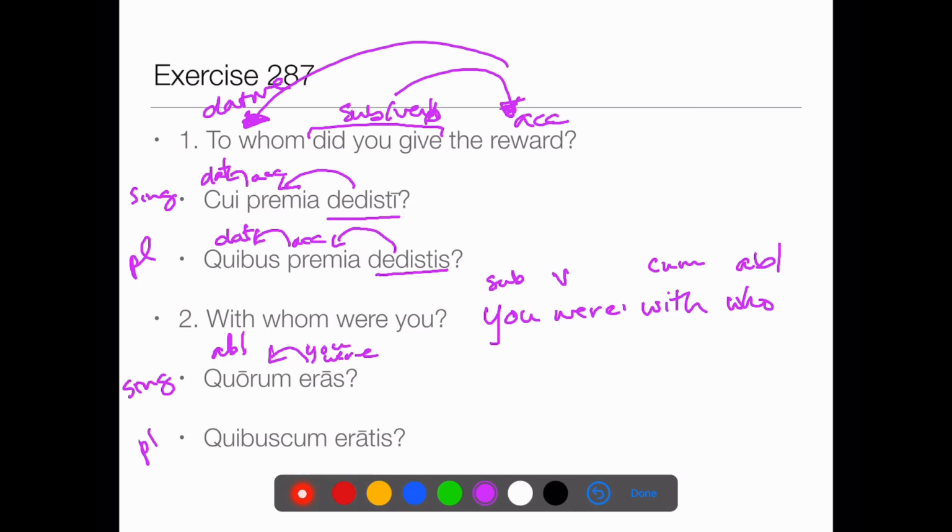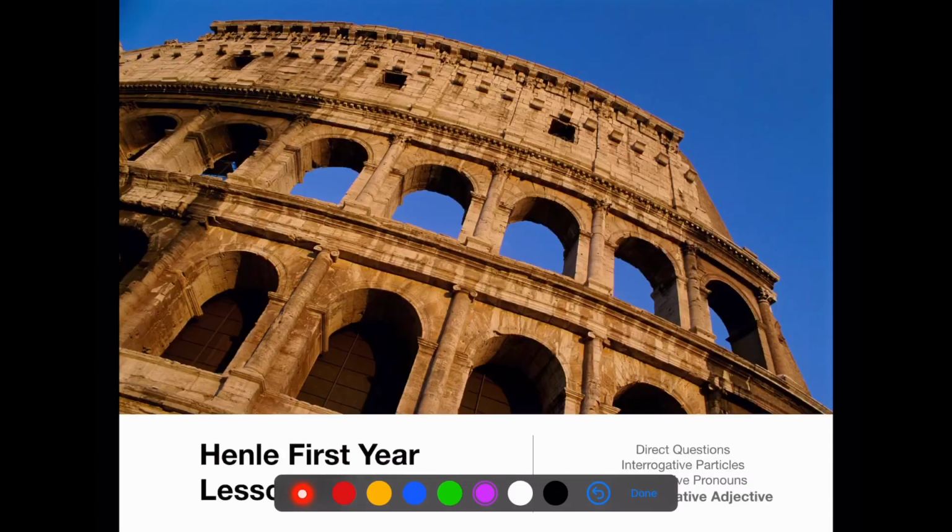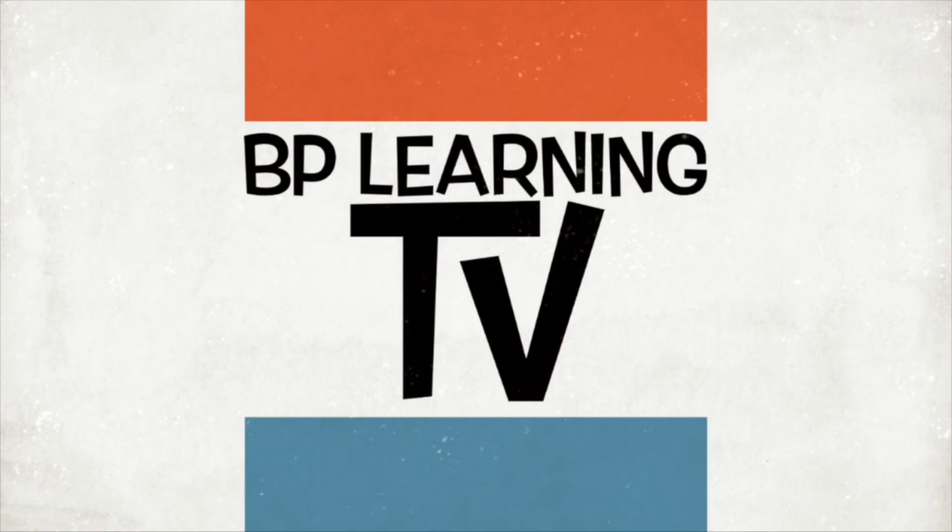The plural, however, you can see it does include the cum. You all were. You know, cum means with, and in some instances it can be stuck on the end of a word. You notice the quibus is in the dative. So that's the end of this part of the lesson.